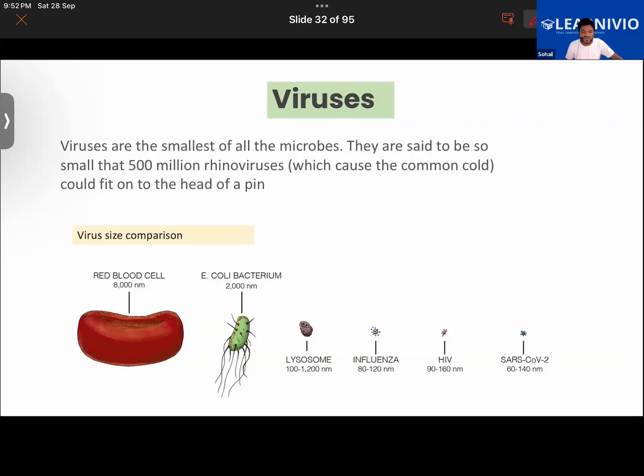Here is a list to give you a reference. This is the size of the red blood cells. This is the size of the E.